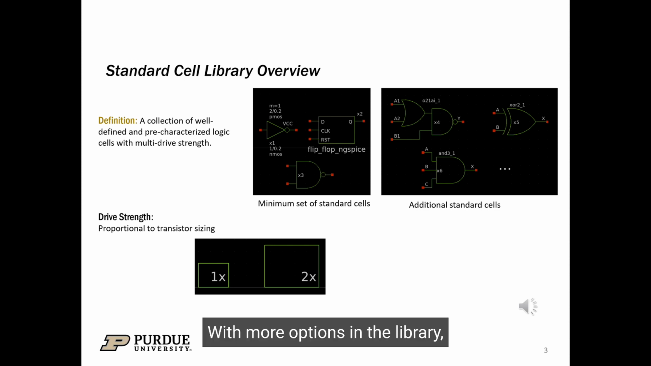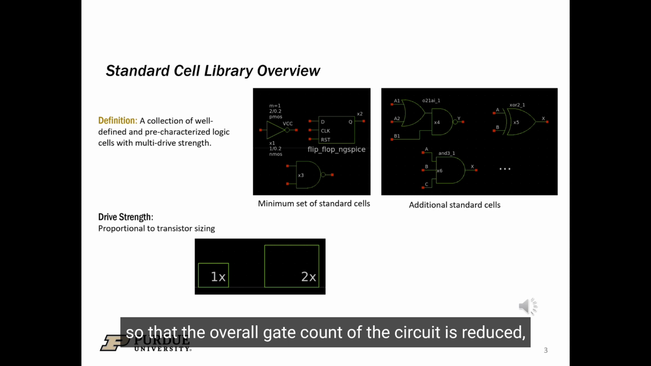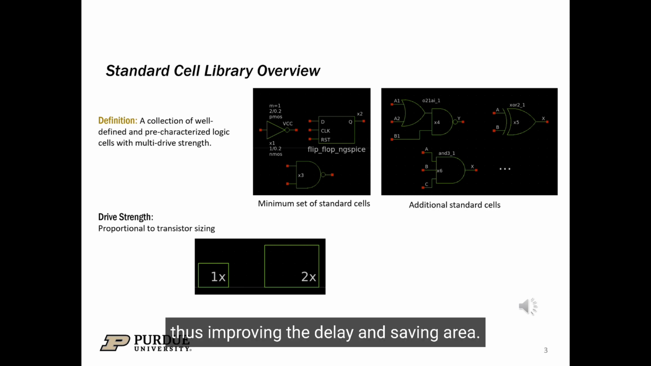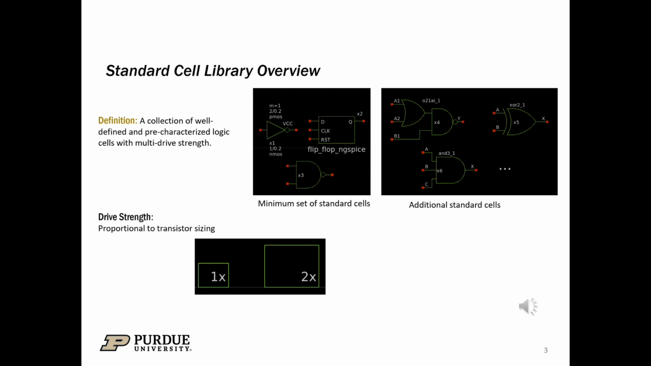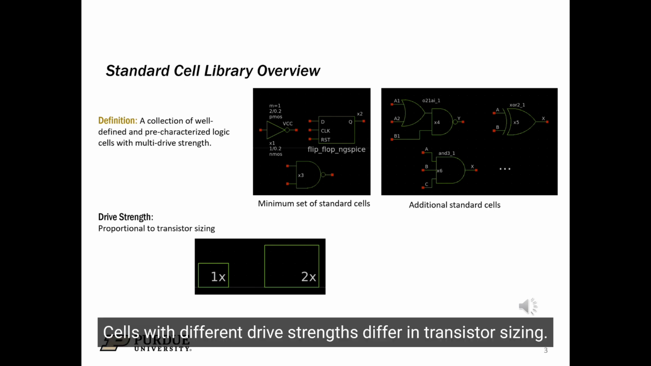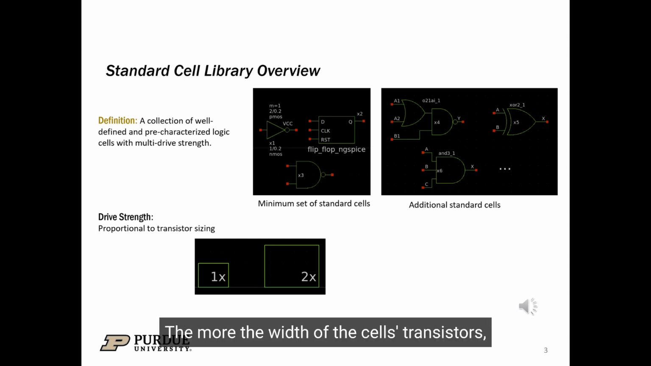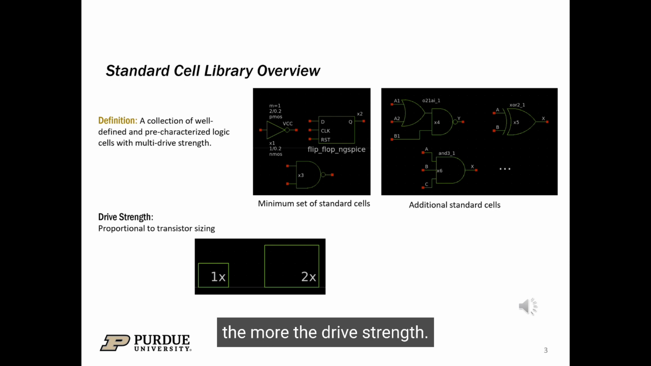With more options in the library, the synthesis tools have more flexibility in choosing the optimized gates so that the overall gate count of the circuit is reduced, thus improving the delay and saving area. Cells with different drive strengths differ in transistor sizing. The more the width of the cell's transistors, the more the drive strength.